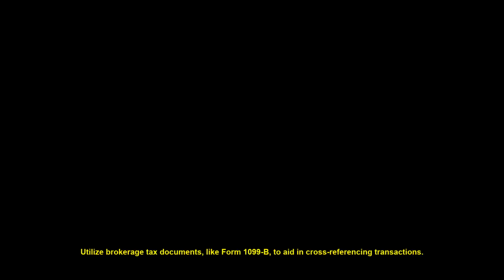Utilize brokerage tax documents, like Form 1099-B, to aid in cross-referencing transactions. Ensure that the information aligns with your findings in your personal records. Consult tax software or a tax professional if you're uncertain about any adjustments.